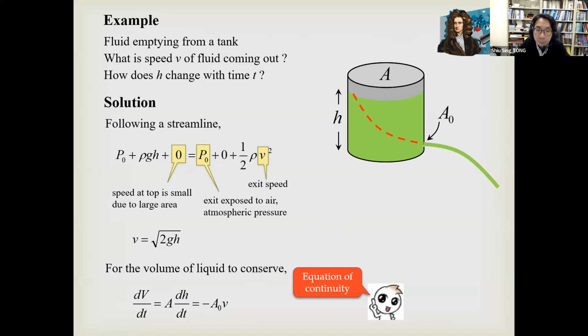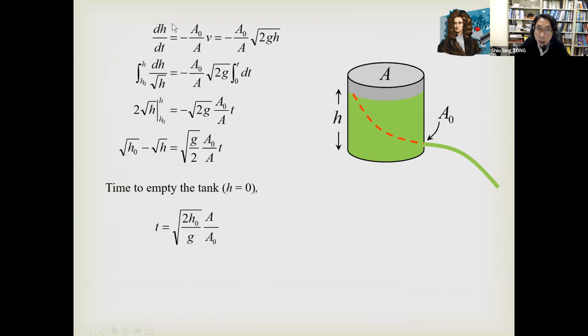Now, by Bernoulli's equation, I get v. The v is square root of 2gh. So I can substitute v into here, and I eliminate v totally. I get a simple differential equation of this form. dh/dt is equal to a constant multiplied by square root h, with a minus sign.